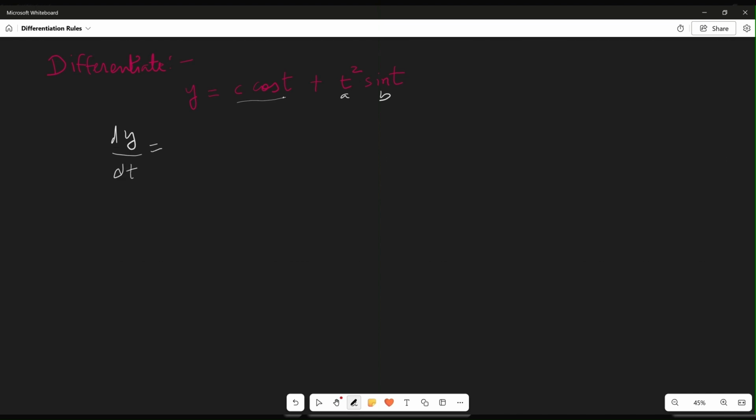So constant multiply rule here. So this is simply c times derivative of cosine t plus applying the product rule here. A times b is a times derivative of b plus b times derivative of a.